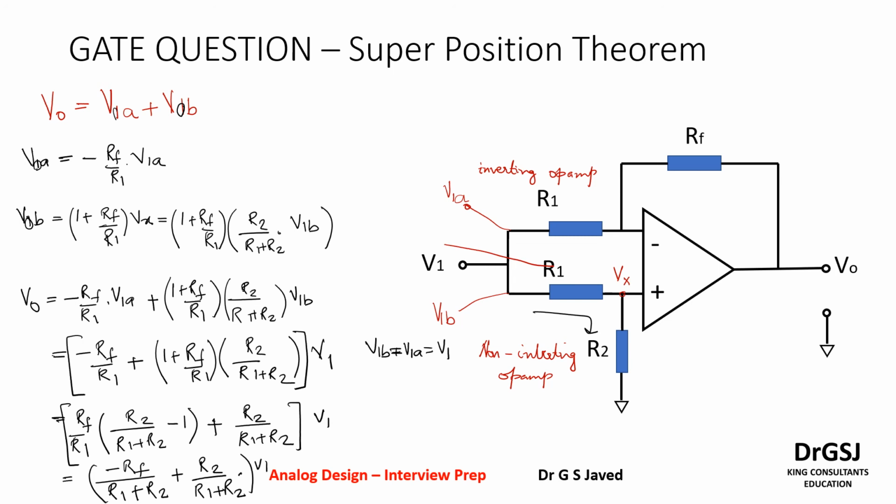So finally the equation is given as V0 is equal to R2 minus Rf divided by R1 plus R2 times V1. So this is the answer.